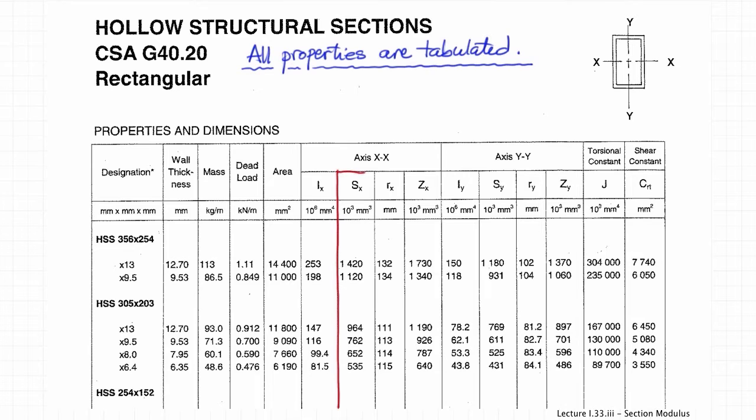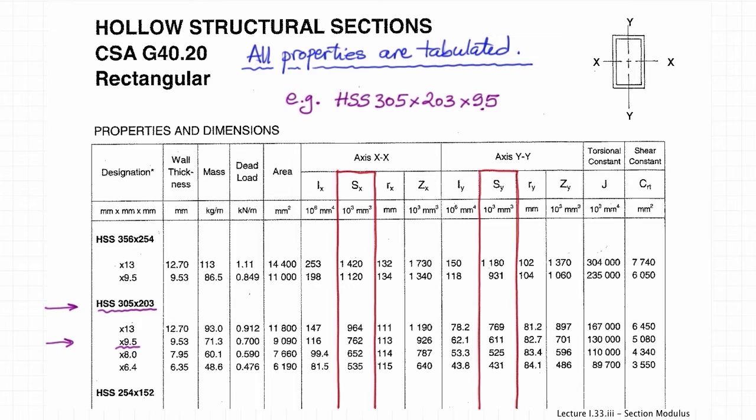But what we're mostly interested in now for beam design is the section modulus, and there are two values, each corresponding to either the x or the y axis of bending. Now, for example, if we select a section that is designated as HSS 305 by 203 by 9.5 millimeters, then these are the section dimensions, and 9.5 is the wall thickness.